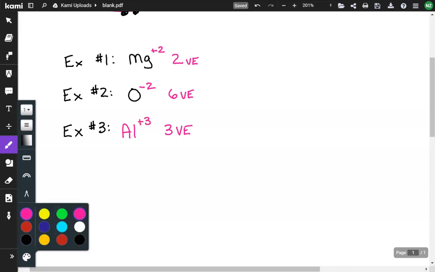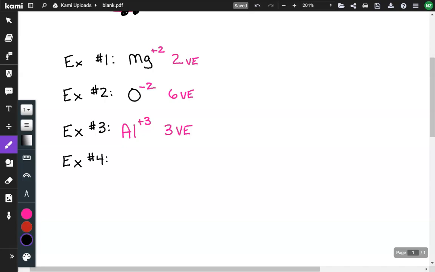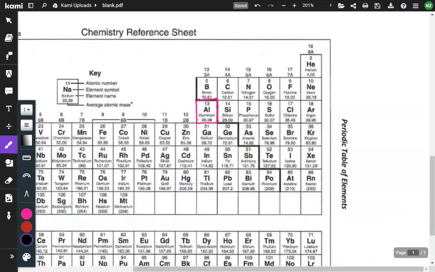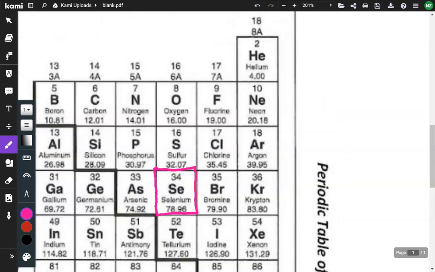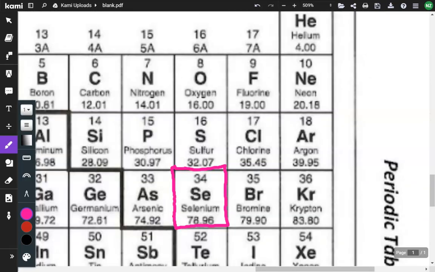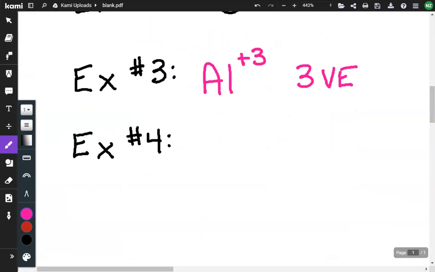Okay, let's do one more here. Let's do selenium. Okay, so actually pause the video and figure out the charge of selenium when it ionizes. Okay, selenium, Se. Selenium has 6 valence electrons. It needs 2 more to get to 8. If it gains 2 electrons, it will have a charge of -2.